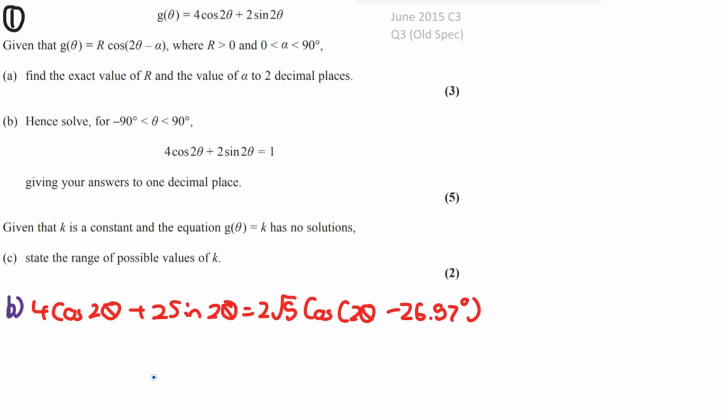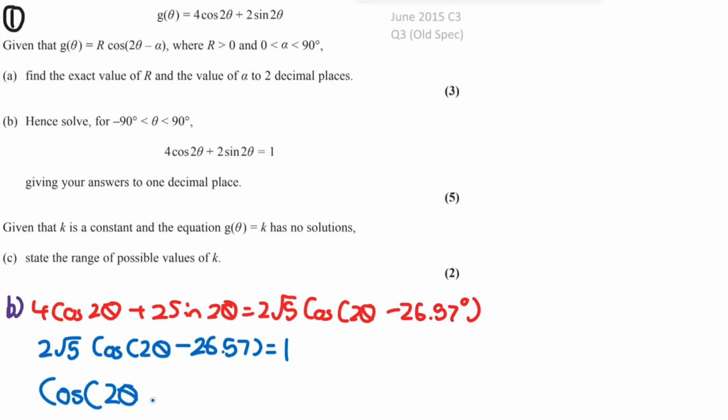So we can rewrite this using the substitution as 2 root 5 cos of 2 theta minus 26.57, and this is equal to 1. And then divide both sides by 2 root 5, so it's cos of 2 theta minus 26.57 is equal to 1 over 2 root 5, like this, and then we can solve this.